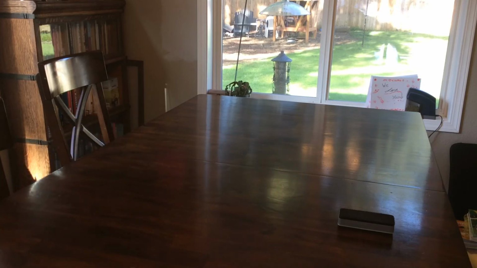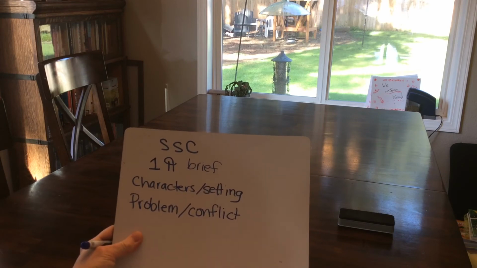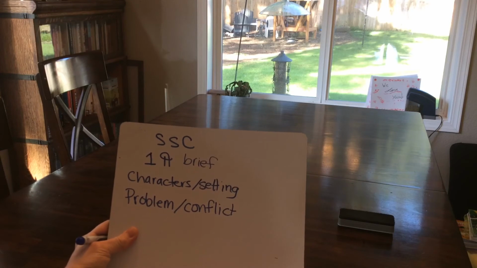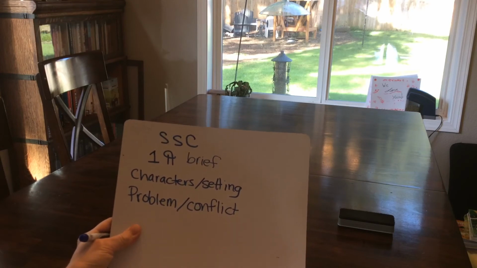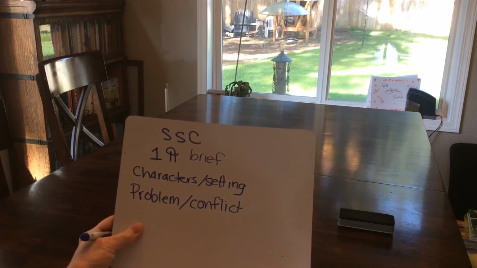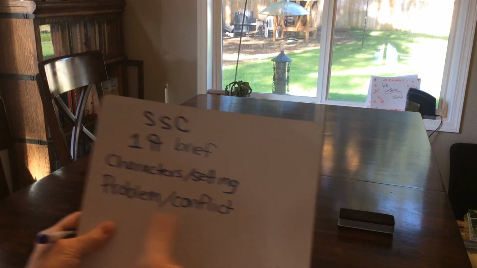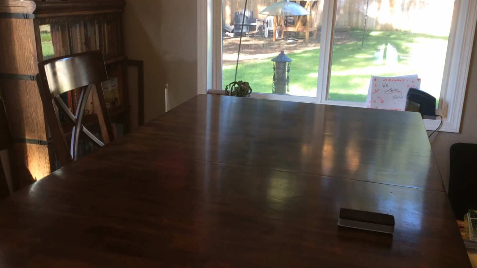What's next? We have the problem and the conflict. What was the problem or the conflict? Well, Goliath was a problem, but the Israelites were afraid. They needed someone to help them, someone to fight against Goliath. Make sure that you can find characters and the setting in the first paragraph, problem and the conflict, then the climax and the resolution.